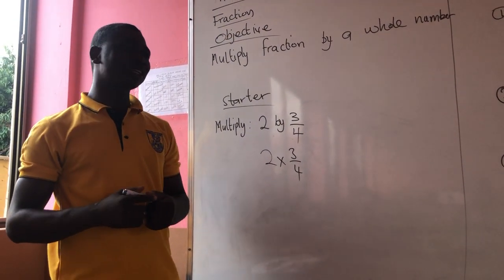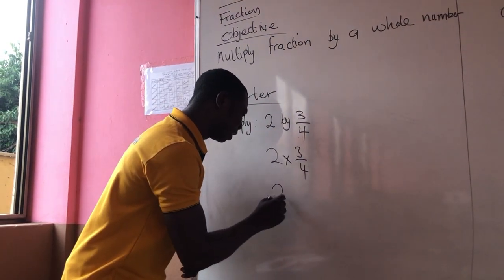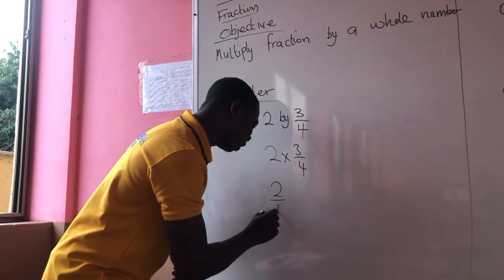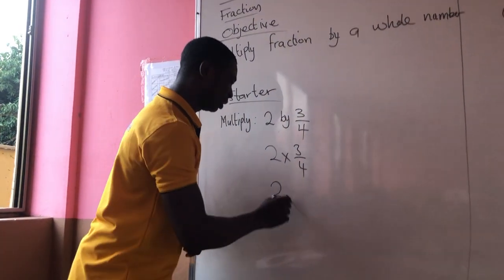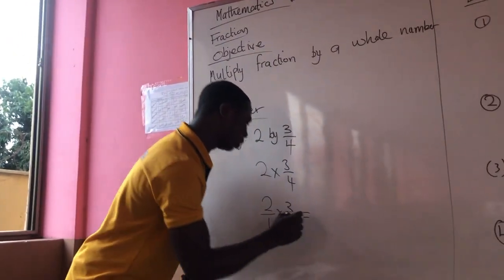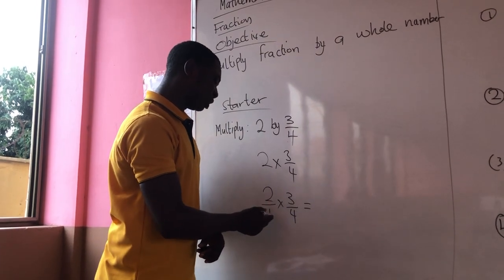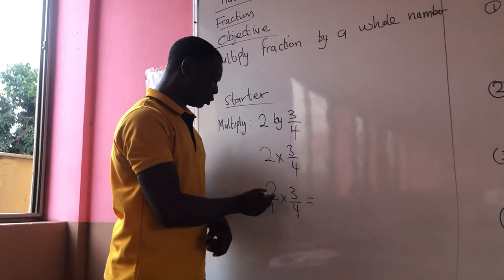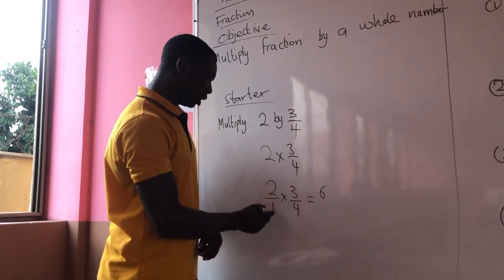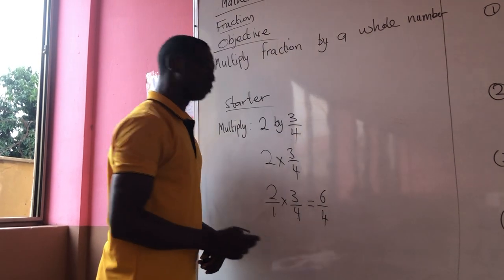We said previously that whenever we see a whole number, it's the same as that whole number divided by 1, which is the same as 2 out of 1 times 3 out of 4. Then we multiply the top by the top and the down by the down. Numerator by numerator, denominator by denominator. So 2 times 3 you get 6. 1 times 4, which is 4.